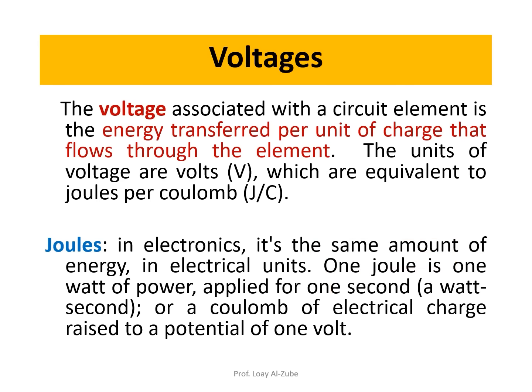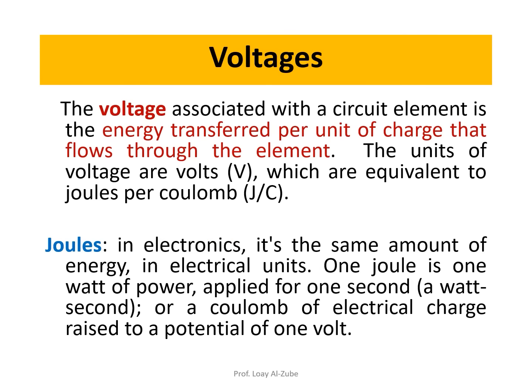So the joule in electronics is the same amount of energy in electrical circuits. 1 joule is 1 watt of power applied for 1 second, or a coulomb of electrical charge raised to the potential of 1 volt. I want you just to know that this is the work done to move one charge from one place to another place between 2 points. Make sense with this? Yeah, I think that's the most important thing.